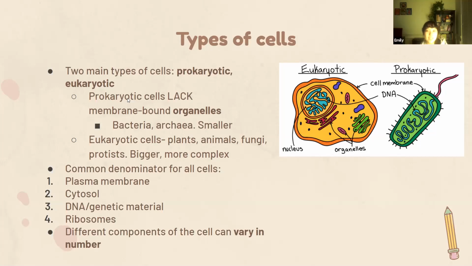The meaning behind the word eukaryote is that eu means true, and kary means like kernel or nut, and so that refers to the nucleus. The nucleus is an organelle.